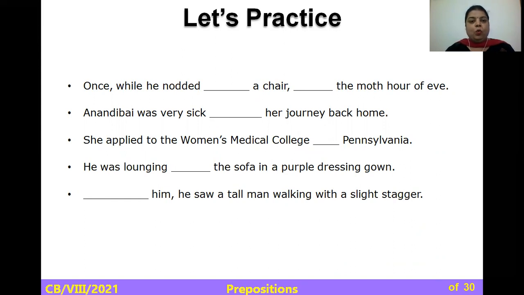The first one is, once while he nodded on a chair at the moth hour of eve. Anandi Bai was very sick during her journey back home. She applied to the Women's Medical College in Pennsylvania. He was lounging upon the sofa in a purple dressing gown. In front of him, he saw a tall man walking with a slight stagger.